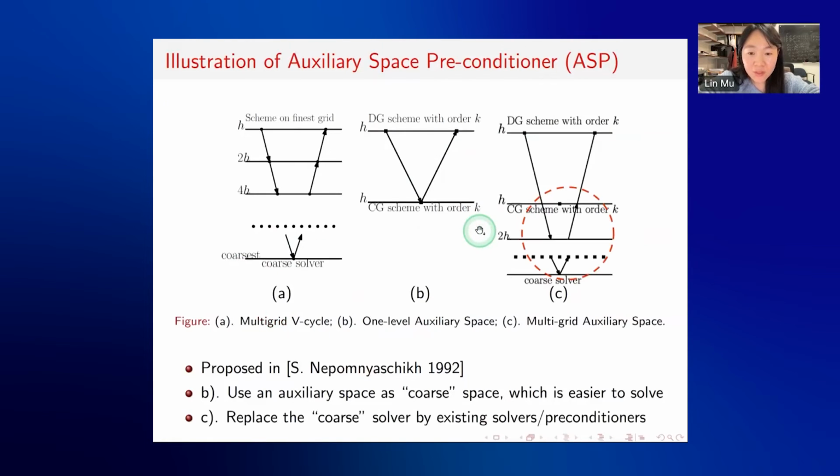We can do even more. For example, we can use the multigrid phenomenon. We will use multigrid to replace the exact solver in this step, and then we will go down and go up to achieve the multigrid auxiliary space preconditioner. So we will use one level and multi-level to solve the problem and compare the performance.